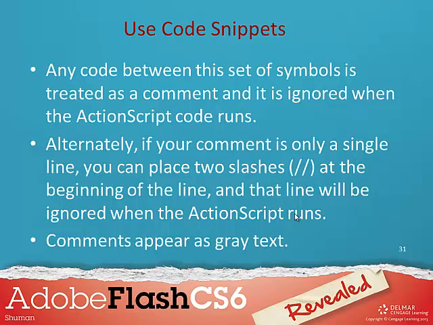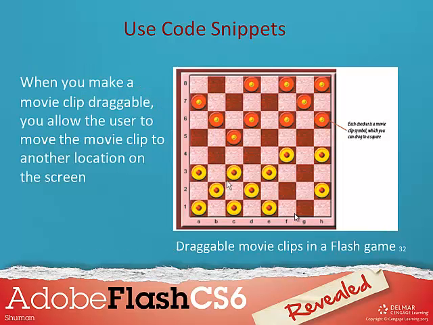Comments appear as gray text. When you make a movie clip draggable, you allow the user to move the movie clip to another location on your screen. Draggable movie clips are shown here. Each checker is a movie clip which you can drag to a square to play the game.